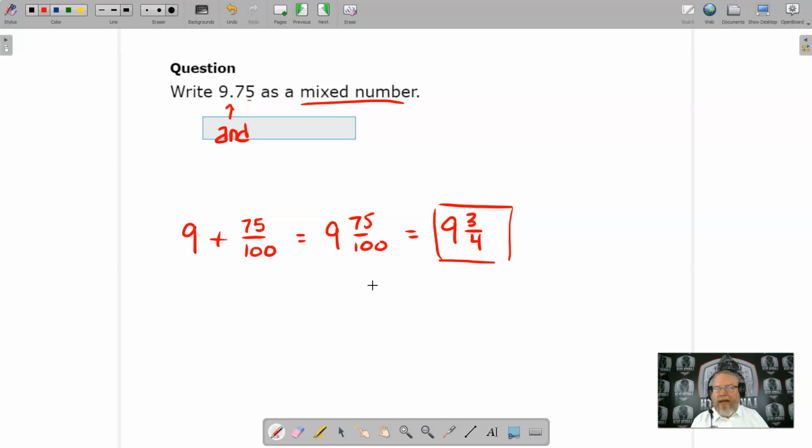Now, I believe that for this activity, the fractions do not have to be simplified. You could put in 9 and 75 100ths as the answer, and it would count it correct. But it will also take it if you simplify it. So it's a good habit to get into, to simplify your fractions whenever possible. So I strongly encourage you to go ahead and do that. Plus, it helps you practice simplifying fractions, correct?